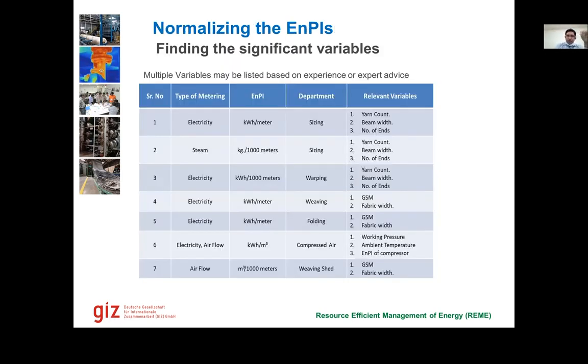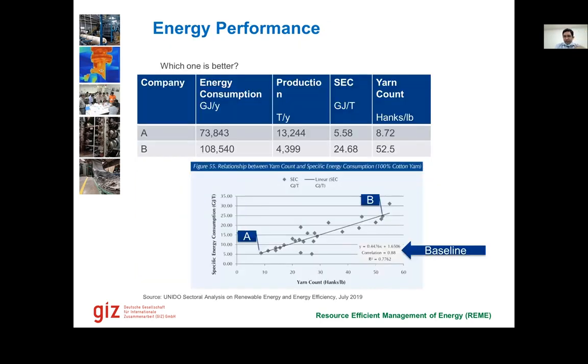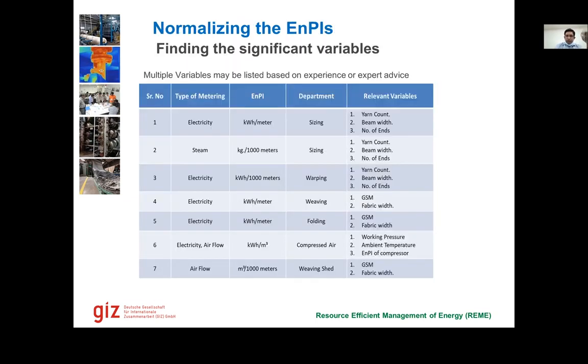It is important to first identify which are the variables that affect. As here you see in this graph, we found out that yarn count is the variable that affects energy performance. So this is an example of a weaving factory, for example, in the sizing department: yarn count, width of the beam or width of the fabric, and how many number of ends we have of this fabric. This matters. This varies energy consumption. Similarly, steam consumption in sizing varies with the same parameters as well. In weaving, for example, grams per square meter weight of the fabric and width of the fabric. These are the two parameters that impact the electricity consumption.